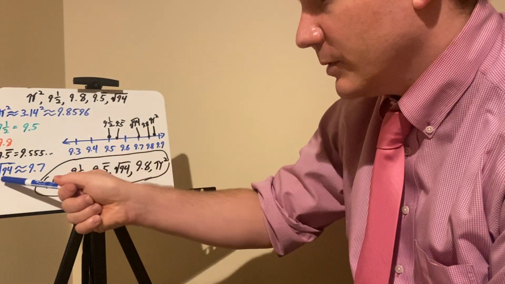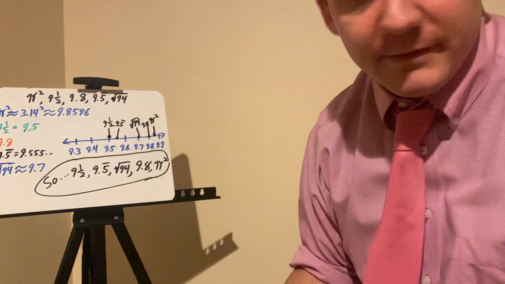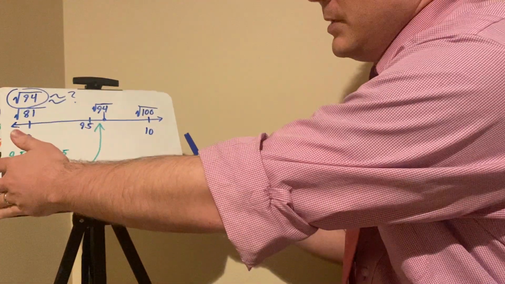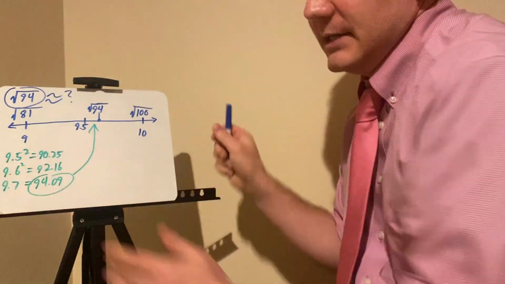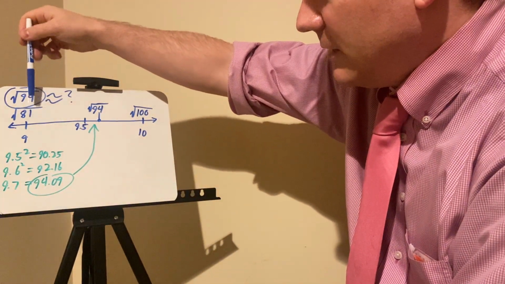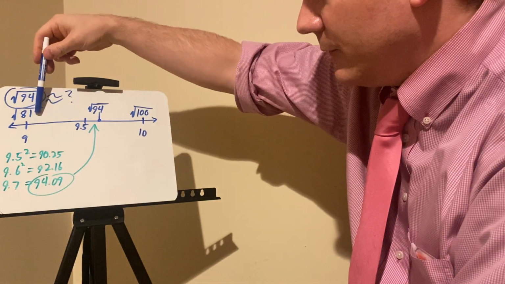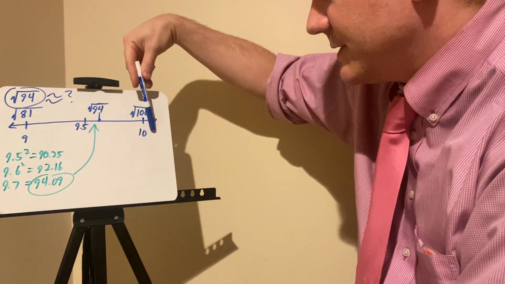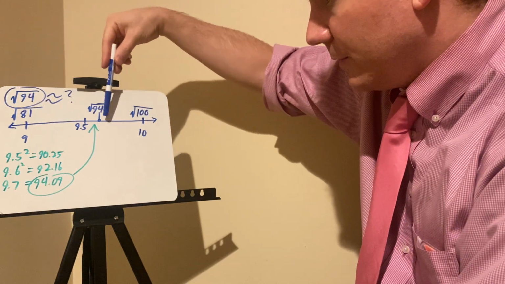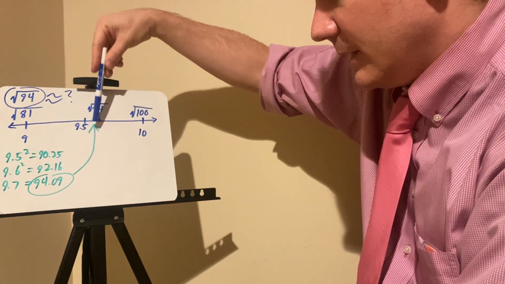All right, and then the square root of 94 is going to be about 9.7. How do I know the square root of 94? I went back and did that same process I did on the first example. The square root of 94 is between 81 and 100, so the square root of 81 is 9, the square root of 100 is 10. 94 is closer to 100, so it's probably going to be greater than 9.5, or 9 and 5 tenths.